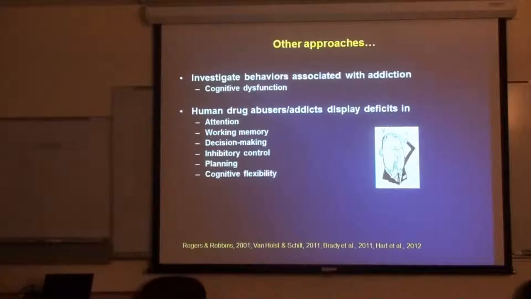Some people have taken other approaches to tapping into the addiction phenomenon, because modeling addiction per se, the actual behavior of compulsive drug taking and all the things associated with it, is challenging in animals. So some people have taken another approach, and this is actually an approach we've taken in our lab, which is to look at some of the behaviors that are associated with addiction. One of the most prominent behaviors associated with addiction is cognitive dysfunction. Human drug abusers display deficits in all kinds of cognitive behaviors: attention, working memory, decision making, inhibitory control, planning of your actions, and also flexibility of your behaviors. They tend to be much more rigid. This has been shown in a wide range of contexts, with lots of different drugs.